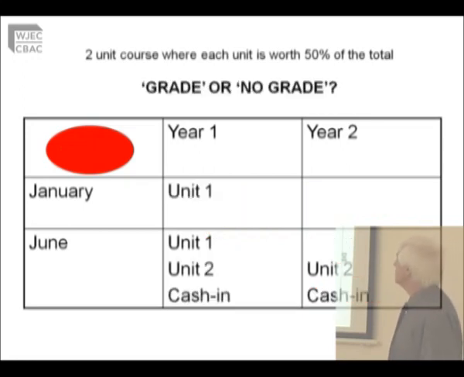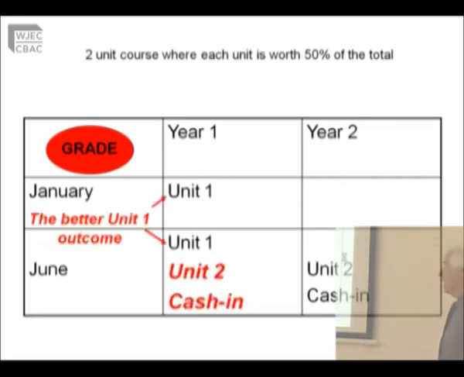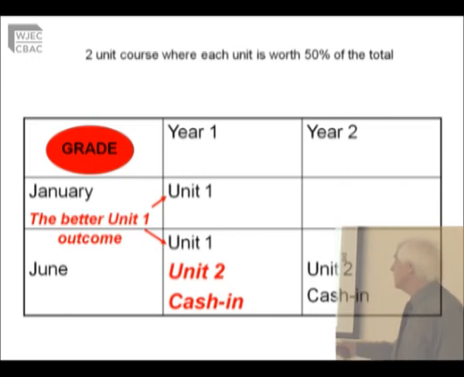2 unit course, each unit's worth 50%. That's what he's done. Grade or no grade? I'm hearing mixed responses. Grade. Yeah? Unit 2 is worth 50%, so he's satisfying the terminal rule. He's done Unit 1 and Unit 2, so he'll get a grade. Okay? He'll also get a grade in Year 1, because he's cashed in Year 1. Yeah? And in Year 1, he will get a grade because he's got the Unit 2, and he can take the best of his 2 Unit 1 outcomes. Yeah?